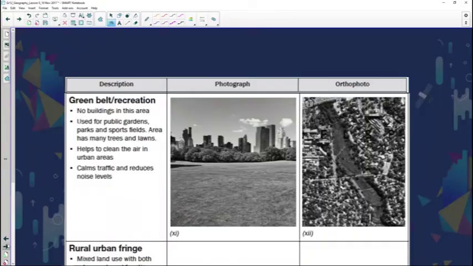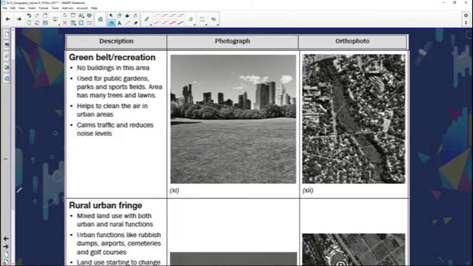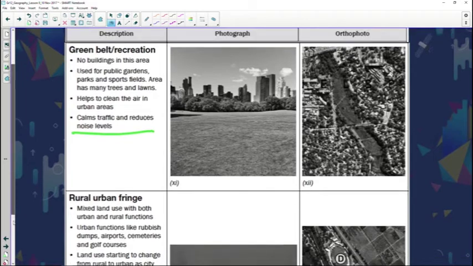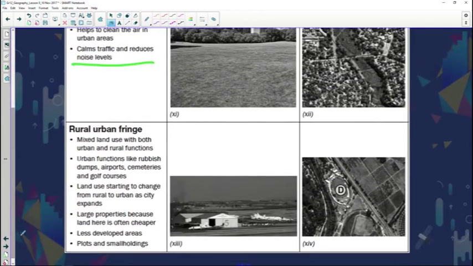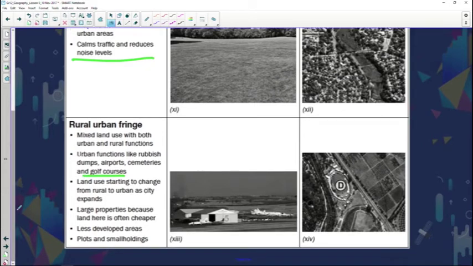Now, our greenbelt areas, for instance, are parks for recreation. People go there to just relax. And they are quite important because what do they do? They reduce the amount of pollution and they help cleanse the air and it reduces the noise level. And lastly, like we discussed, the rural-urban fringe is mixed land use, right? It's usually where the airports or golf courses are. And there's very large property sizes over here and there's less developed areas, such as building and infrastructure taking place over there.